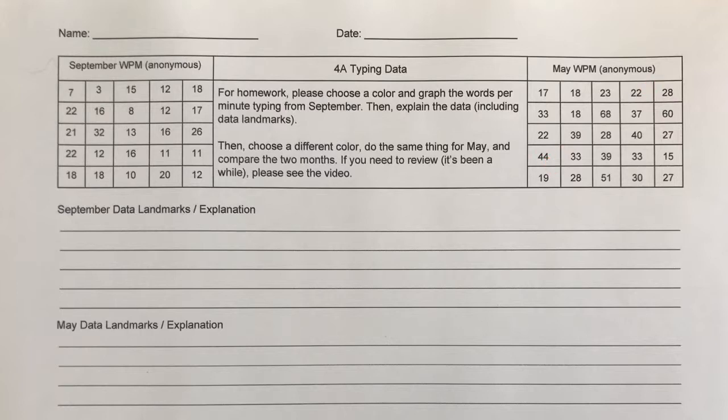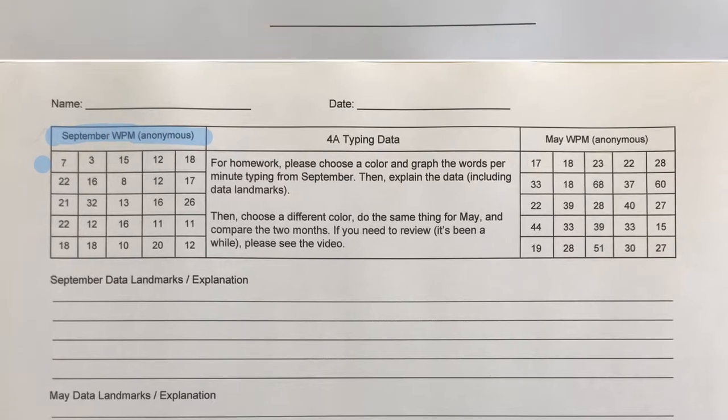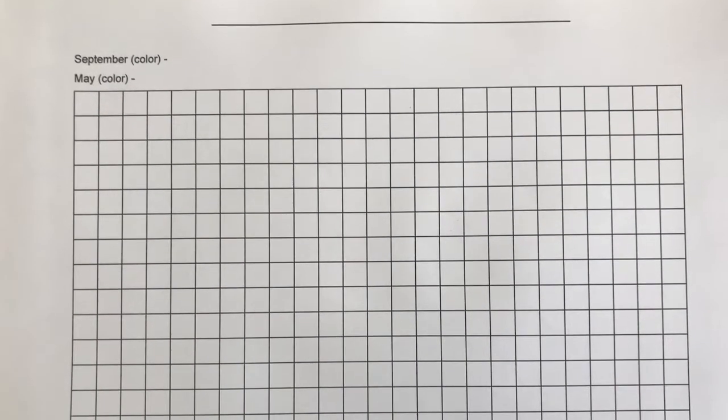And you may even remember what you were in September, so you can probably see where you are, but we're going to look at the whole class data. So I'm excited to see what this data is going to look like on a graph. So first things first, choose a color for September. I'm going to go with blue for September, and then on my paper up here, I will write what color is being used for which one. So that's blue.